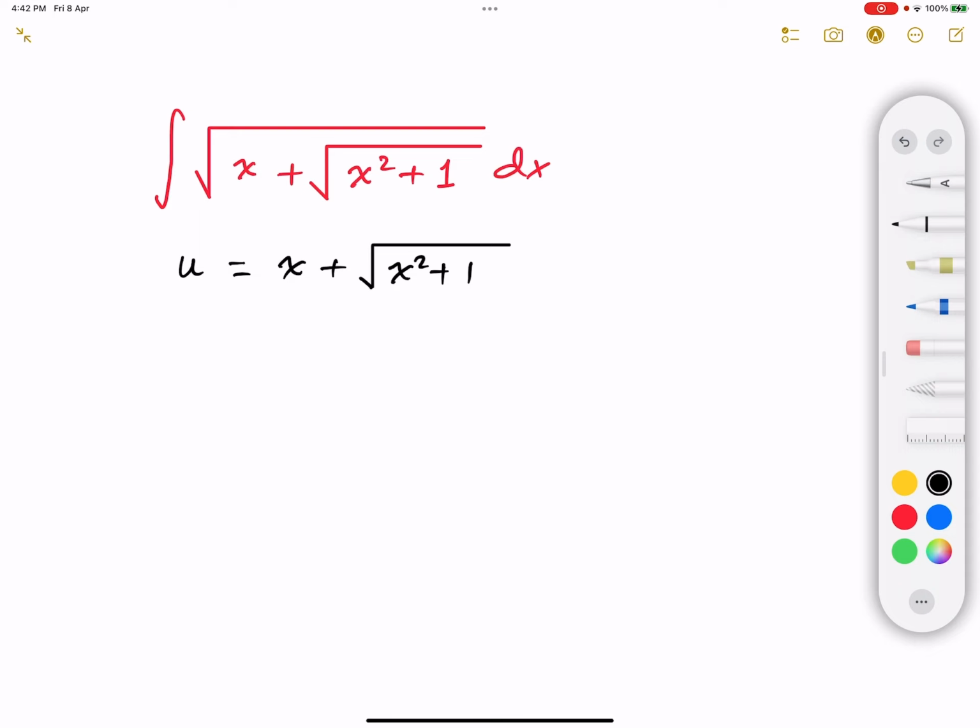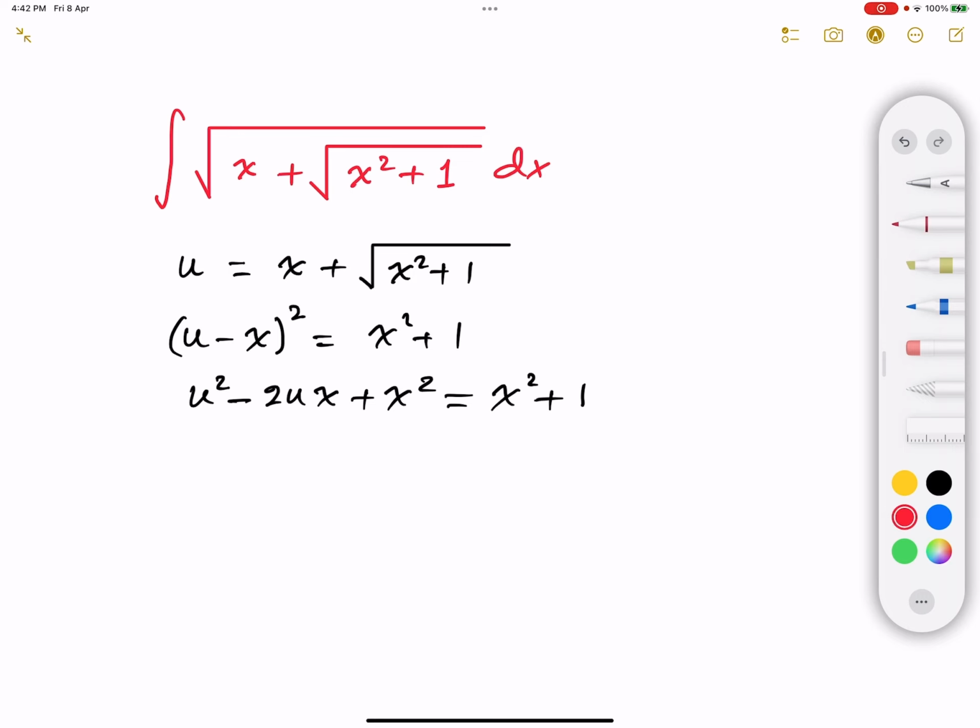Now, one smart move that we can do here, we can move x to the other side and square both sides. That's gonna give me x squared plus 1, and then I can do the squaring on the left hand side. So u squared minus twice ux plus x squared, and that's gonna give me x squared plus 1 on the other side. We can notice that the x squared here cancels with x squared here, and then we can go ahead and solve for x.